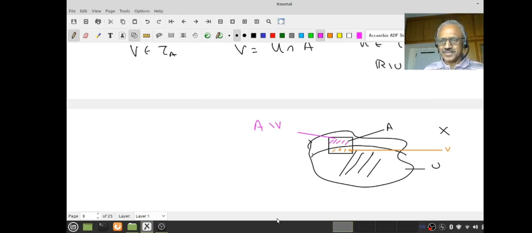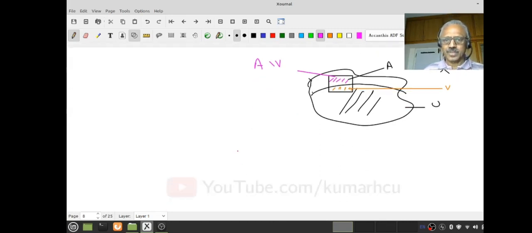You can see where it is contained. It is contained in X minus U. Therefore, what I could expect is it must be countable. If V is open in the subspace topology of A, then the complement of V in A, that is A difference V, must be countable. This is what the picture seems to suggest, but you have to give a rigorous proof. Do all of you understand?